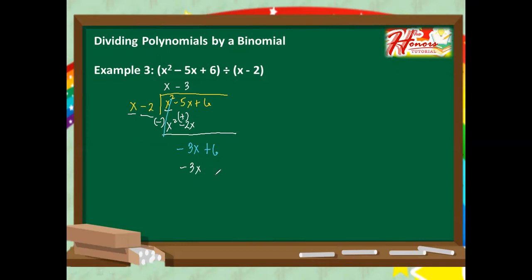Negative 3 times negative 2, that's positive 6. And then please change the sign. So this negative number will become positive. This positive will become negative. Negative 3x plus 3x, so cancel. Positive 6 minus 6, that's cancel, so it's 0. The answer is x minus 3.